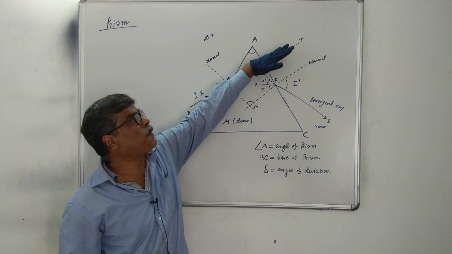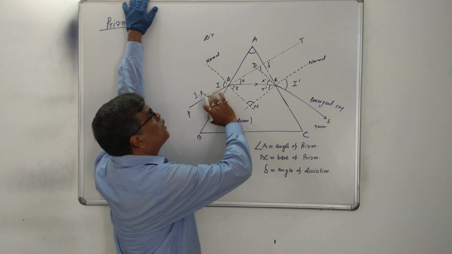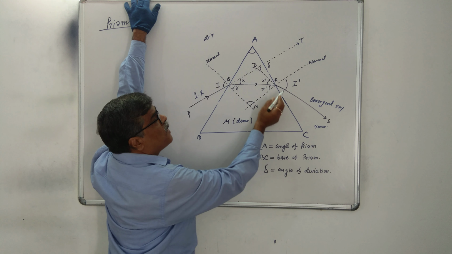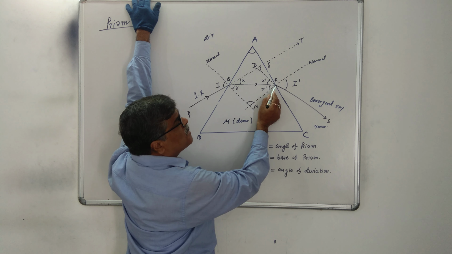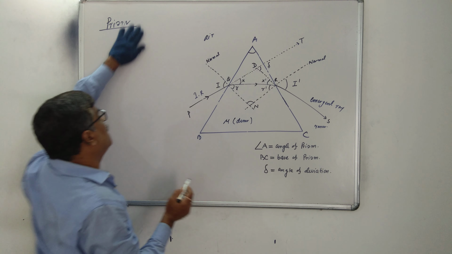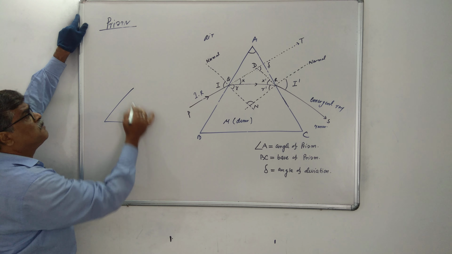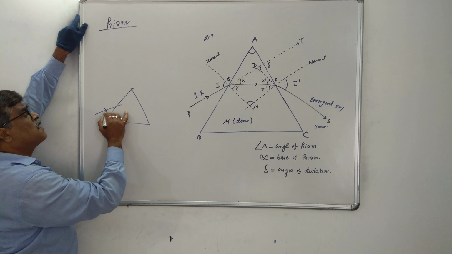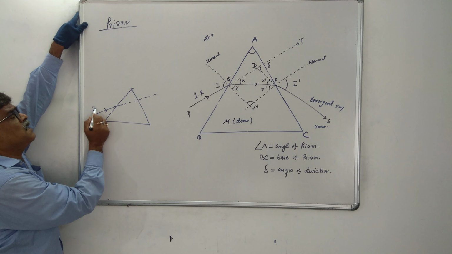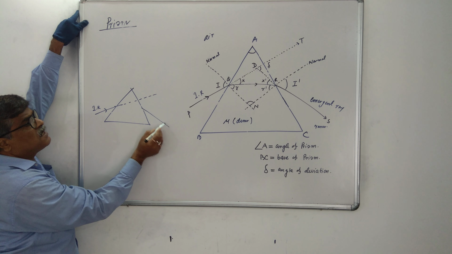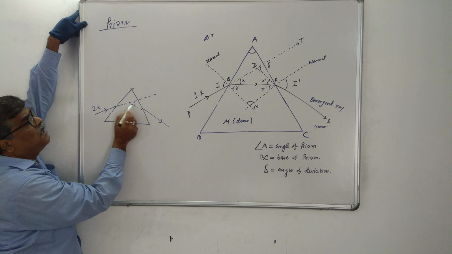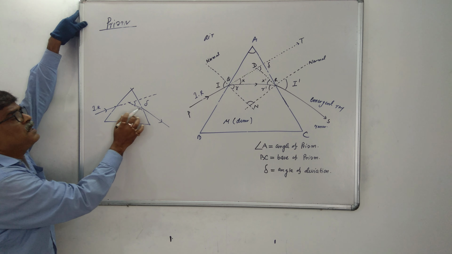This is the actual path of the light ray. And finally light emerges from the prism this way. So this angle is said to be the angle of deviation. Meaning, this is the incident ray and this is the actual path of the light ray. This is the incident ray, and light emerges this way. So this angle is known as the angle of deviation.